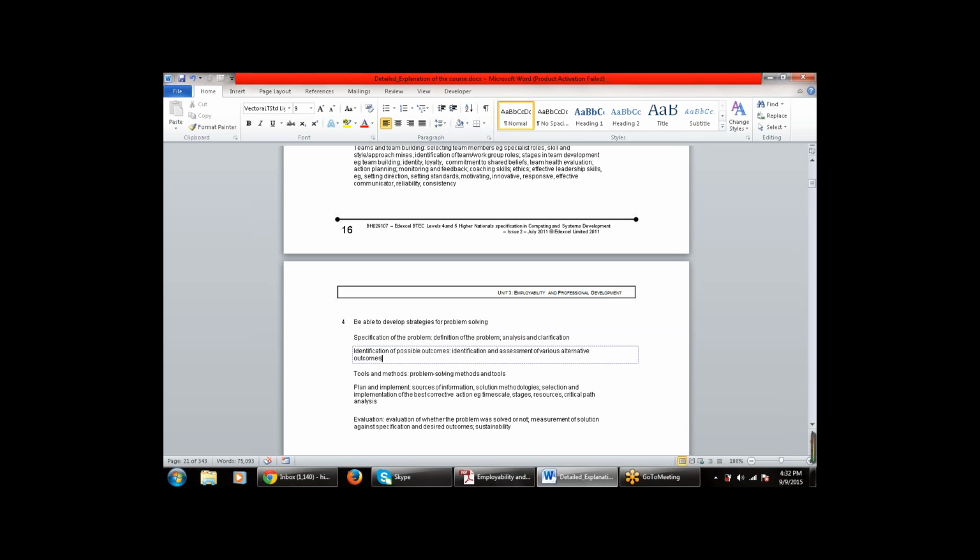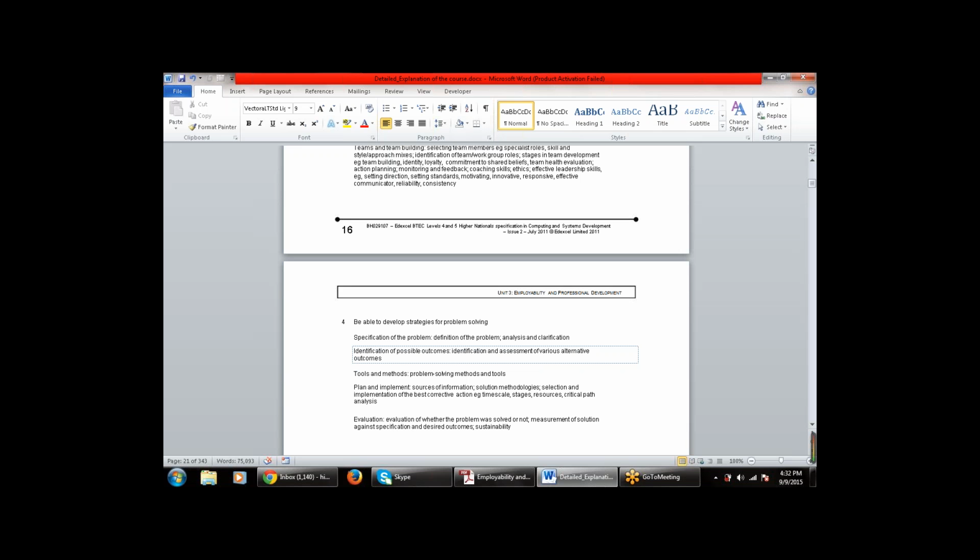Definition means define the problem, what is the problem, why the problem arises. Then analyze the problem, that is the analysis, and then clarify the problem, that is clarify whether it is a valid problem or not. Then identification of possible outcomes, that is identify the various possible outcomes, or the various possible alternatives that are available. That includes the identification and assessment of various alternative outcomes.